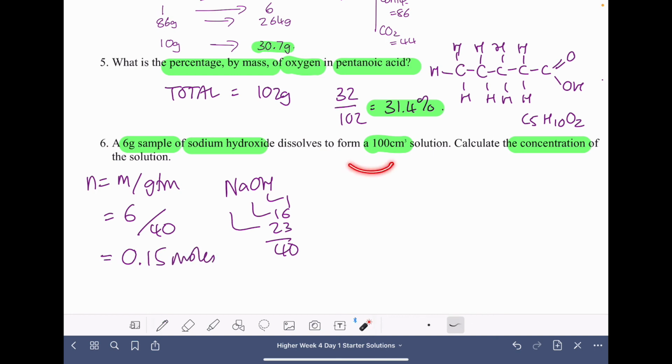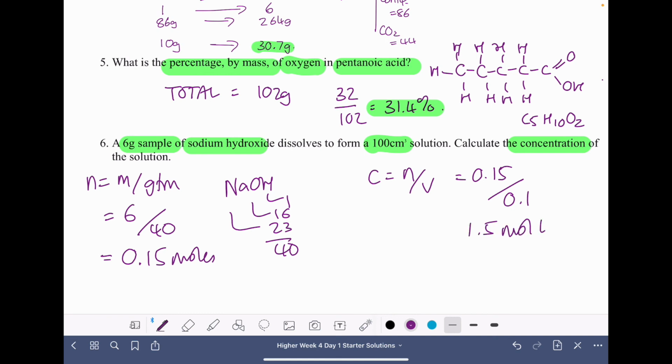And then we combine that with this information, which is a volume. We're trying to work out concentration, which is number of moles divided by the volume. So 0.15 divided by the volume, which is 0.1 litres. Remember, we always need to convert centimetre cube to litres. And therefore, the answer is going to be 1.5 moles per litre. And that is our final answer for this one.